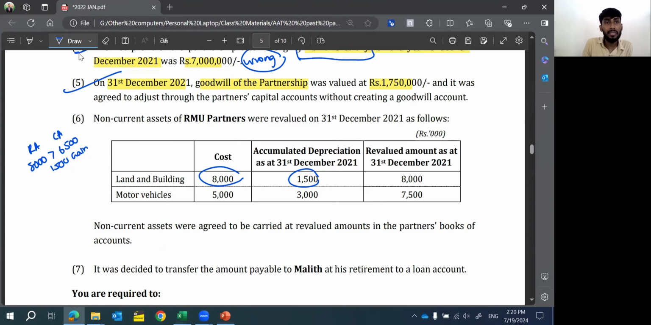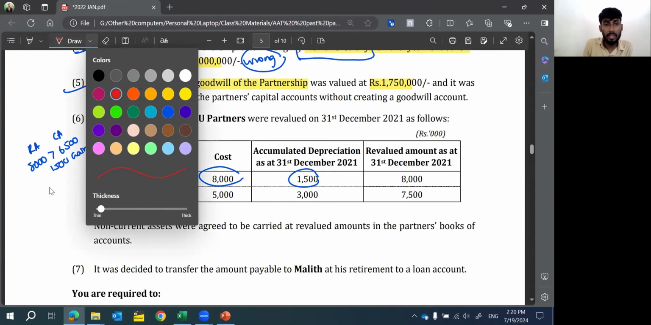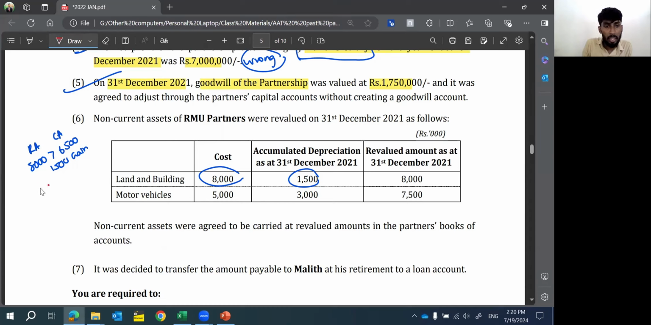1,500 gain. And for motor vehicles, you can see the revalued amount is 7,500 and the carrying amount is 2,000. 5,000 less 3,000. So here you can see there's a gain of 5,500. Wow, what a massive gain. So altogether, the total gain is how much? The total revaluation gain, 1,500 plus 5,500, is 7,000. Total gain, 7,000.